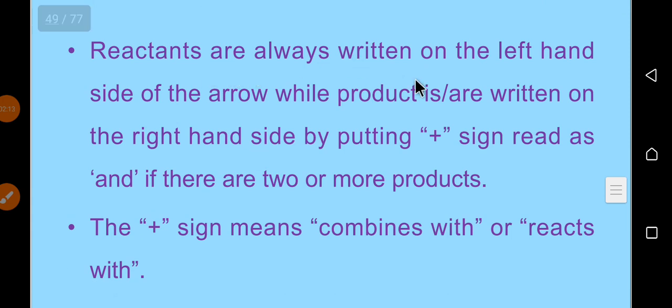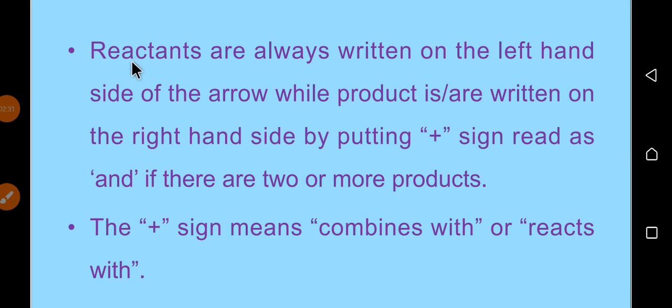Reactants are always written on the left hand side of the arrow, while products are written on the right hand side, by putting a plus sign, read as 'and', if there are two or more products.